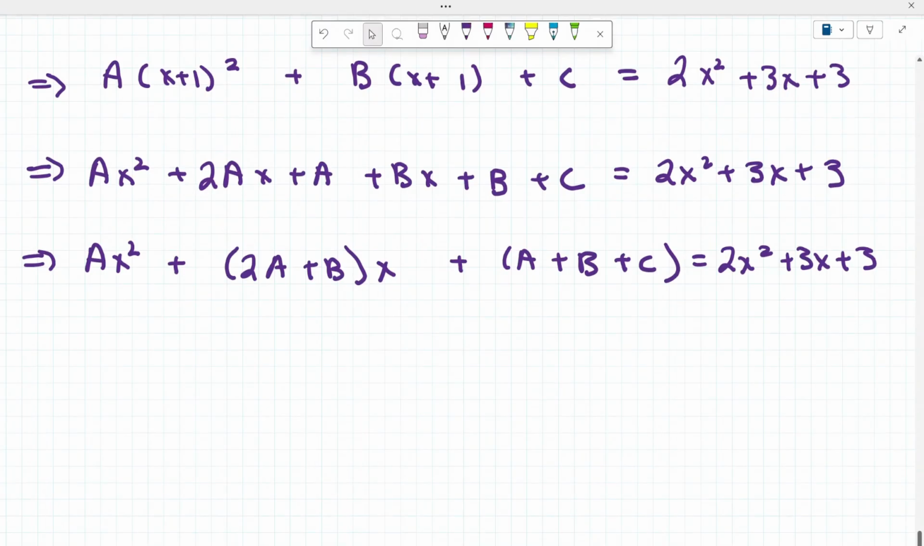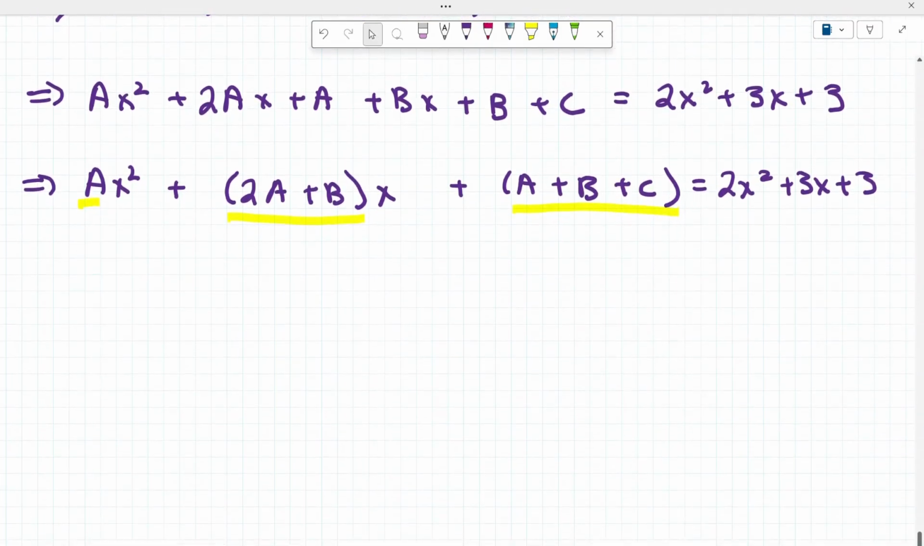So what we did here, we did a special kind of grouping. We grouped all the terms with x squared, we grouped all the terms with an x, and then we grouped all the terms without an x. So we have this decomposed into 3 different areas.